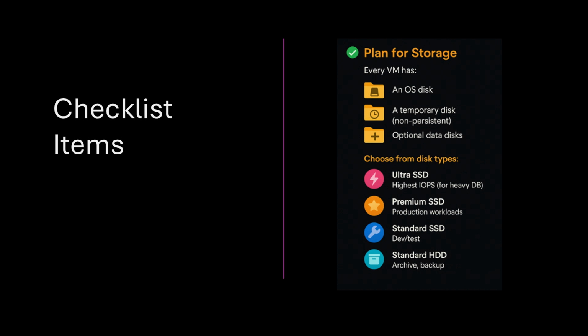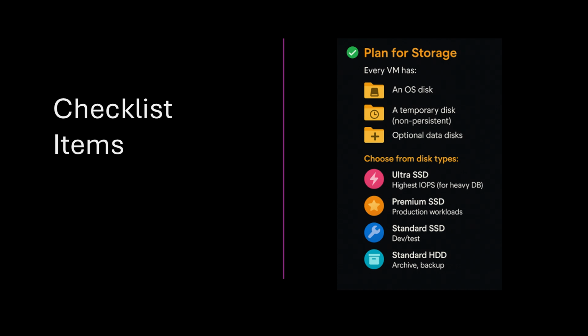Alongside that, there's a temporary disk, which is non-persistent and used for temporary storage operations, such as paging and caching. Keep in mind, any data stored here will be lost if the VM is stopped or deallocated, so never store anything critical on it. You also have the option to add data disks. These are perfect for storing application data, logs, and databases. It's a best practice to separate your application data from the OS disk to improve performance and resilience.